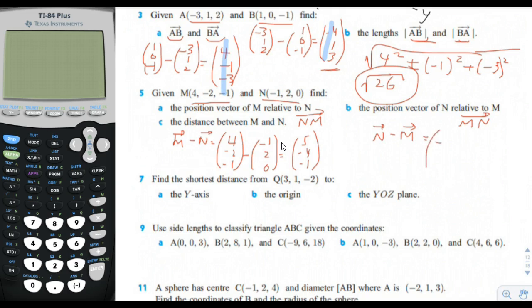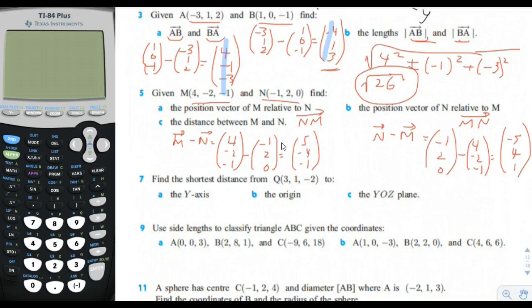Let's start from scratch just to make sure we didn't make any mistakes. Negative 1 minus 4 is negative 5. 2 minus a negative 2 would be 4. And 0 minus negative 1 would be 1. So negative 5, 4, 1. Exactly the negative of the other, which is exactly what we expect.